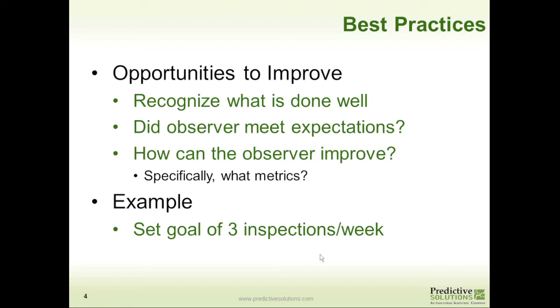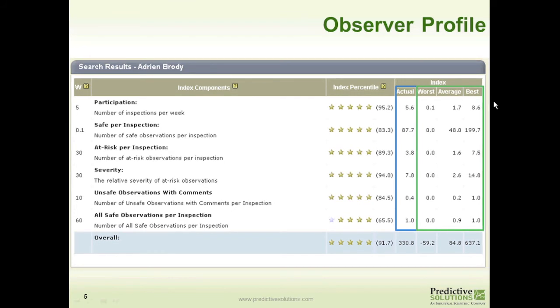You work with him and his project team or his manager and say here's what we want, how can we get it? You then run another report a month later, for example. When we look at this report, we can see he went from 1.4 to 5.6. So he excelled with the number of inspections he's performed. His safe is still up, his at-risk is still up, his severity is still up, but I notice his unsafe observations with comments is way down. So now I need to sit down with him and talk about why we want to add comments. So this coaching process can go on. The more frequently you do it, the better results you're going to get.